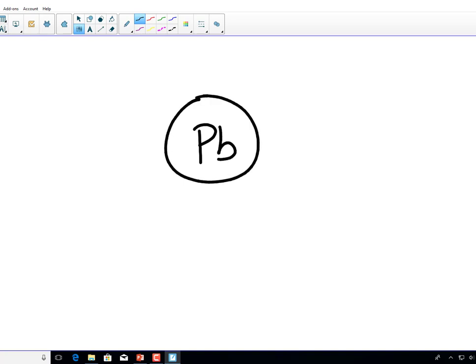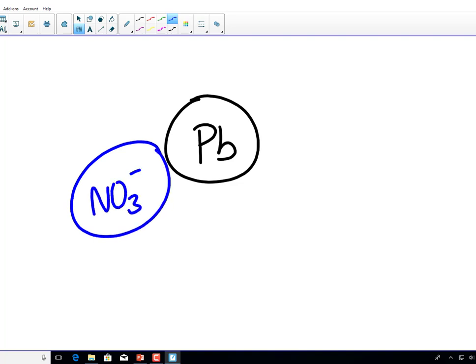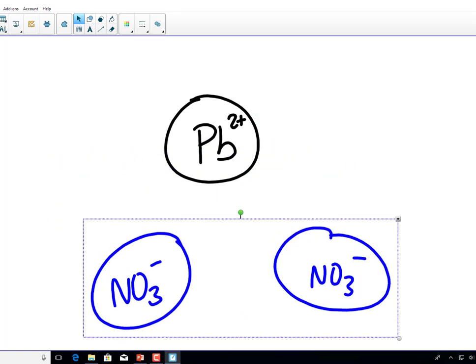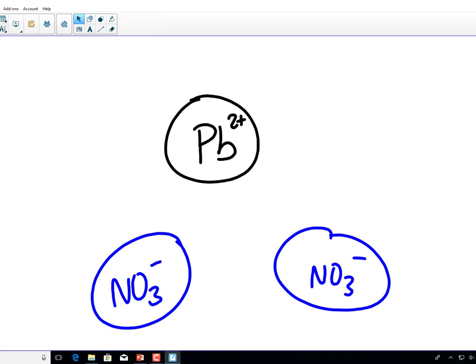Okay, so here's our compound. We have lead, and then we have a nitrate over here, and we have a nitrate over here. And our lead has a 2+ on it. So there's our happy compound. When we dissociate, these things are going to break apart in solution. So this thing here is going to float away. Wow, yeah. They floated away.